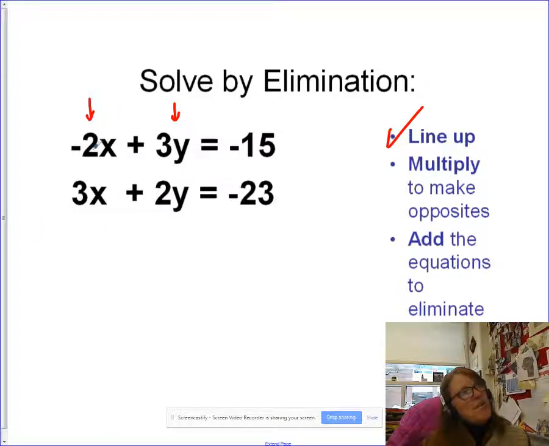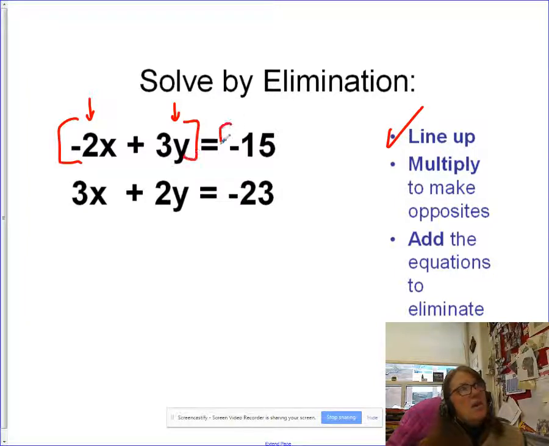Okay, so you have a negative 2 and a positive 3. Common multiple of 2 and 3. That means 6. So I want to multiply by something so that this coefficient of x becomes negative 6, and multiply this equation by something so that this coefficient becomes positive 6. So here we go.